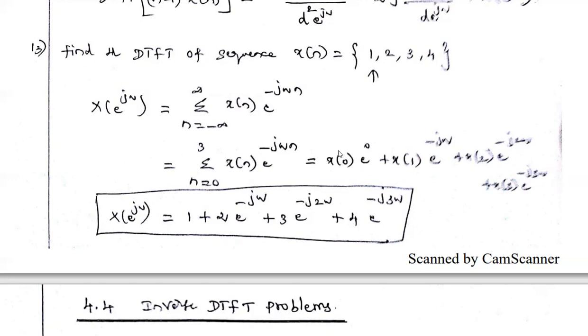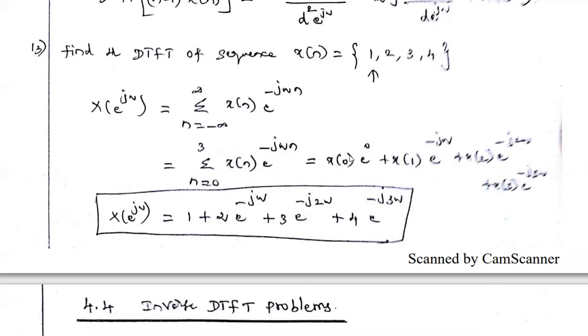What is x of 0? The value of our input sequence x of n at n equal to 0. At n equal to 0, the amplitude is 1. So this 1 is x of 0. This 2 is x of 1. This 3 is x of 2. This 4 is x of 3. Now we substitute these values in this equation.